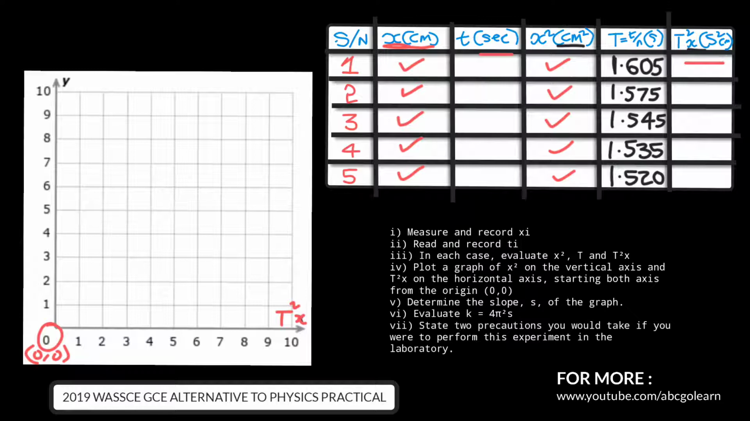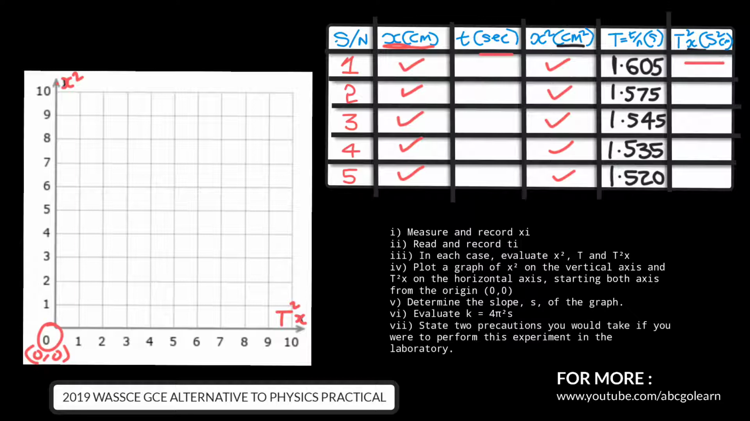And then our vertical axis, otherwise known as the y axis, should be the one known as x square. Do you understand? So you have your x square here. So then you can plot the graph. Just locate where the two points intersect and put a dot until you get all of them. And after that, you would draw this very graph.